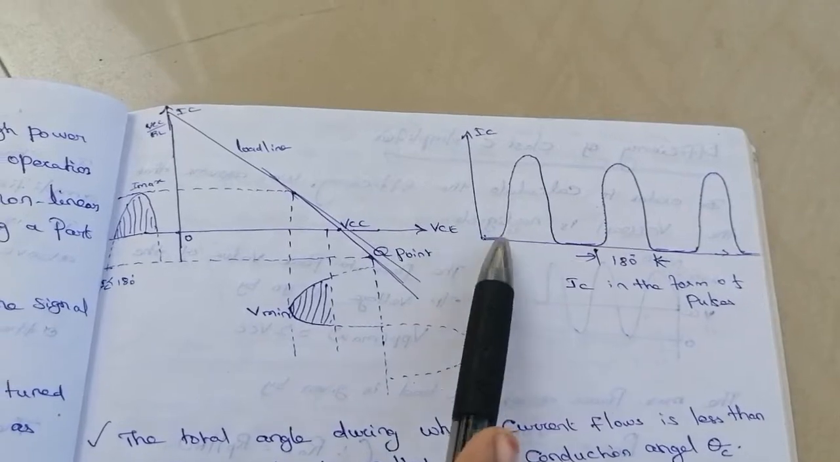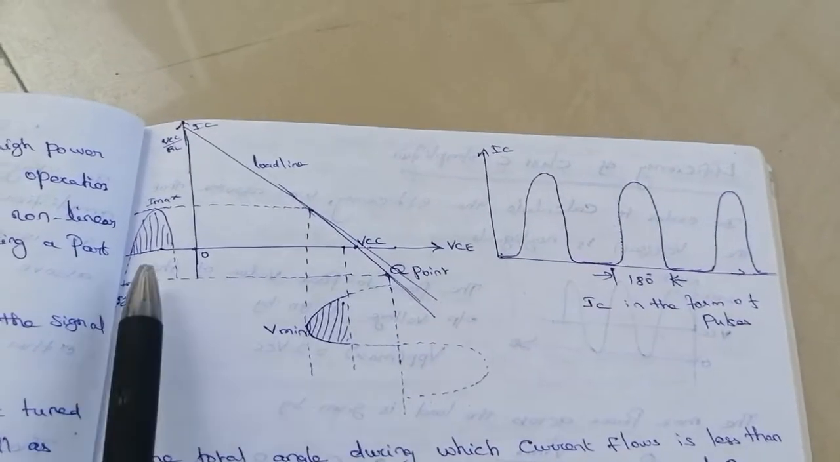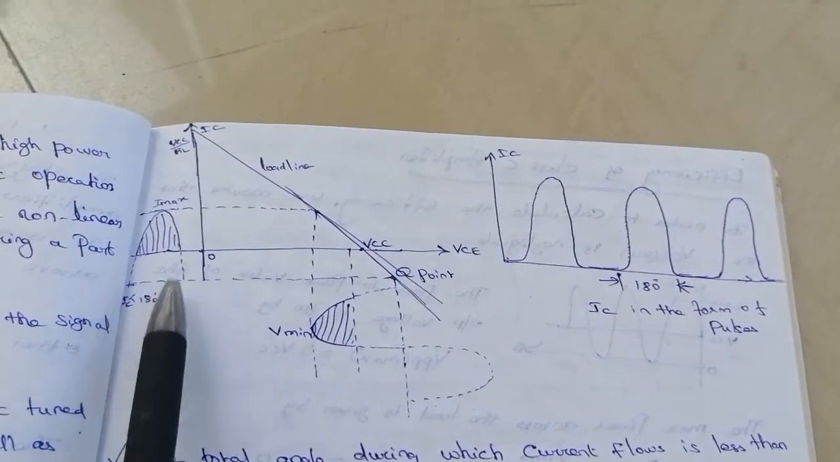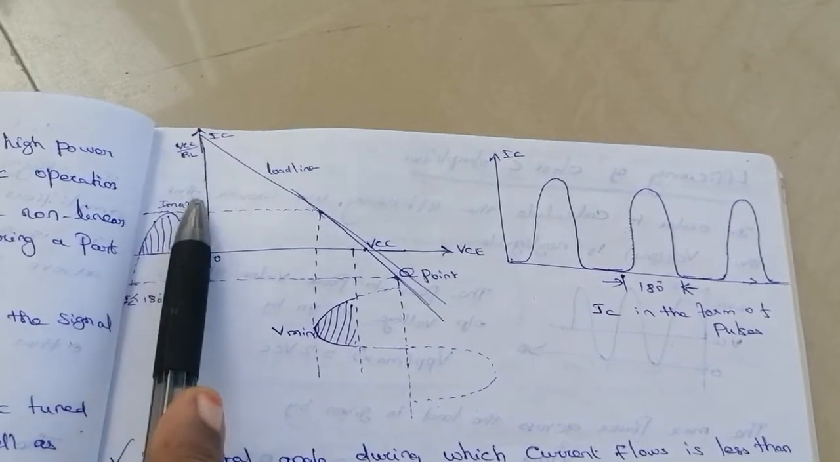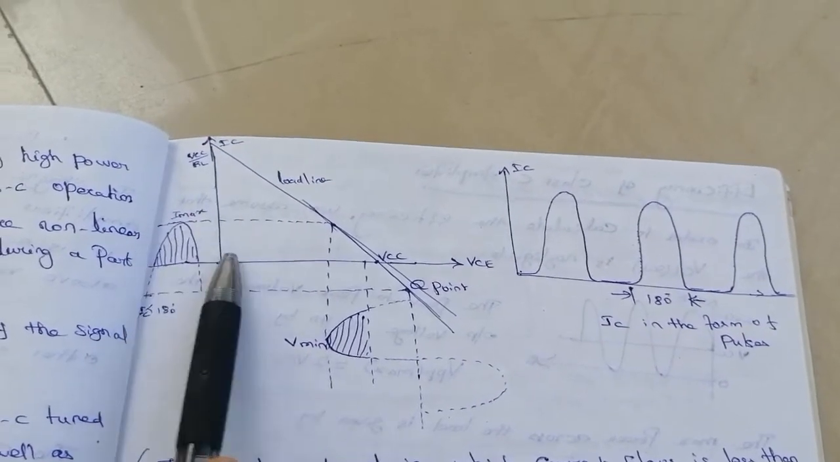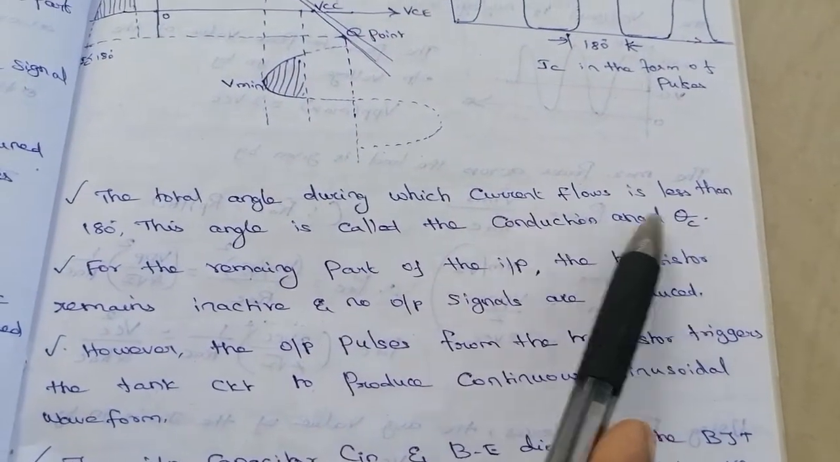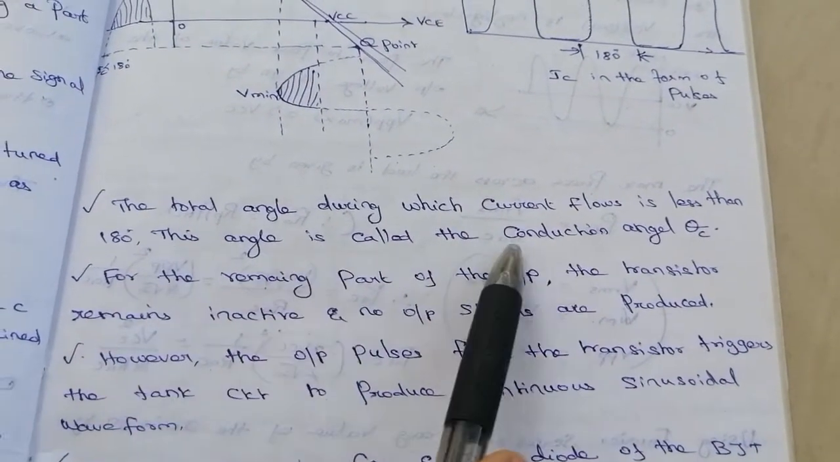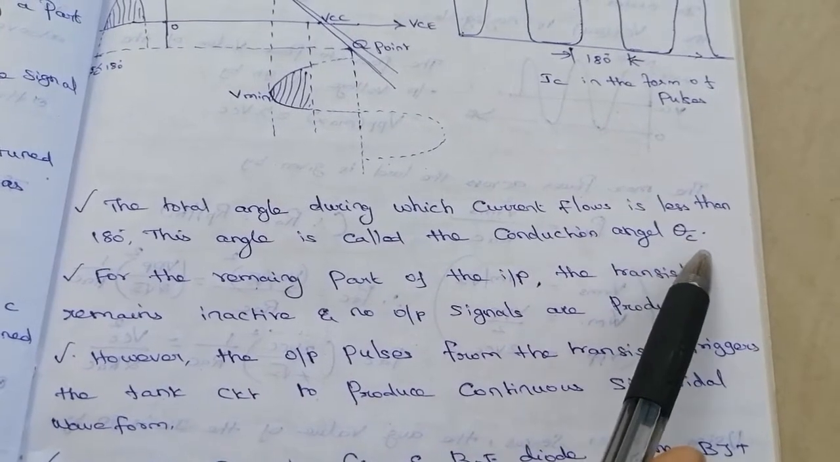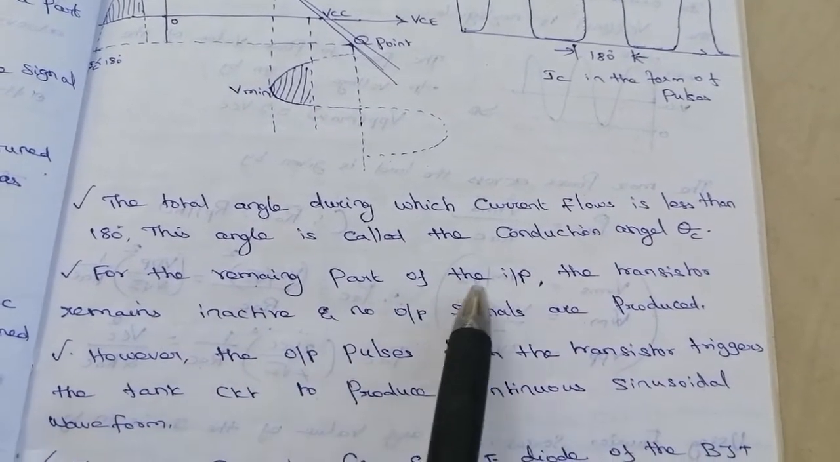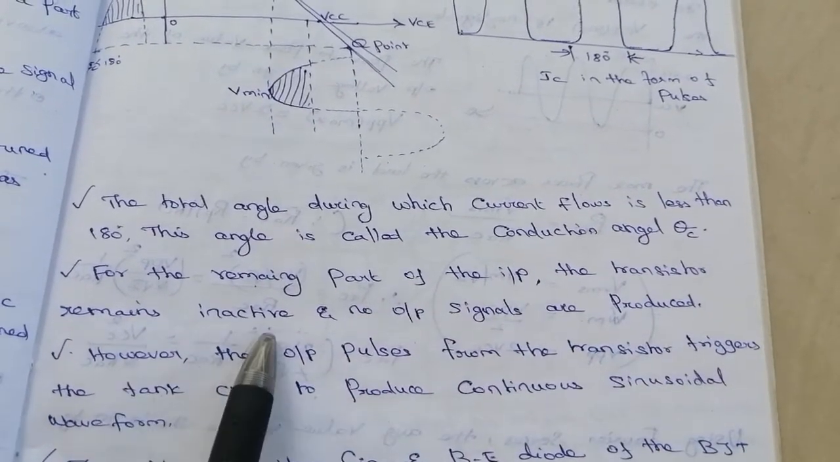The total period is 180 degrees. Here IC is less than 180 degrees. This part of the input cycle is reproduced at the output. The total angle during which current flows is less than 180 degrees. This angle is called the conduction angle theta C. For the remaining part of the input, the transistor remains inactive.